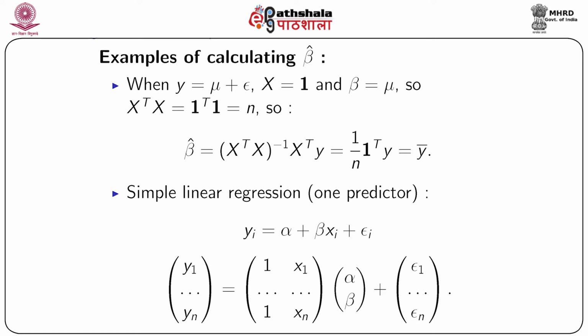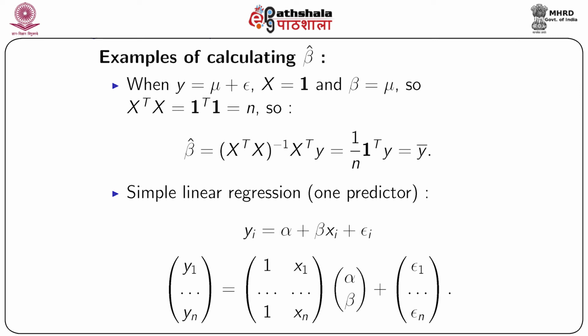multiplied by the 2 by 1 vector of alpha and beta, which are the coefficients, plus a vector of error terms which is also of dimension n, epsilon 1, epsilon 2, ..., epsilon n. So here we have looked at two different examples of calculating beta hat. In the first case, we had no x variables whatsoever. We only had the intercept term mu and the error term. In the second case, we have a simple regression setup with only one predictor.